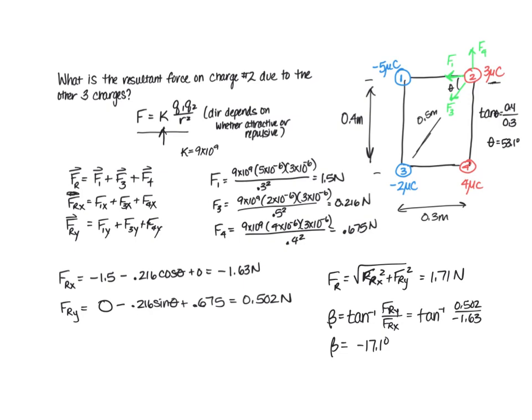Now I have to think about what quadrant this force would be in. It has a negative x component and a positive y component. So, roughly, this is FR, negative x component, positive y component. So the way that I would use this is that the angle it makes is going to be 180 minus 17.1 degrees. And so this roughly means it's about 163 degrees from the positive x-axis. All right, hope that helps.